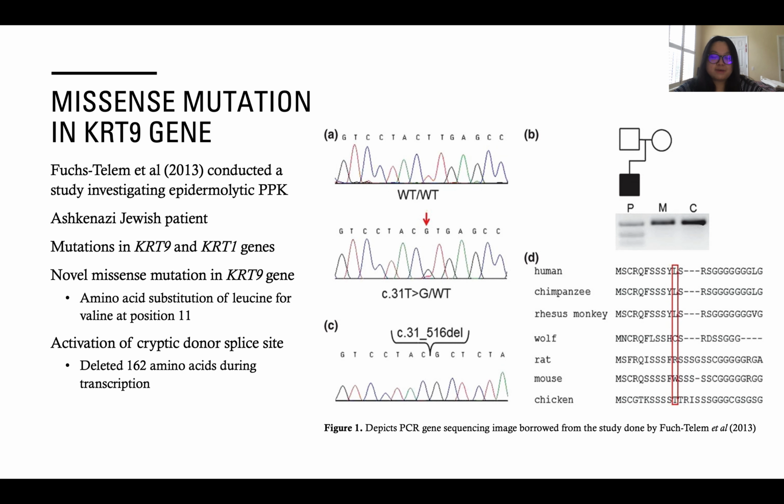In another study done by Fuchs Telem, the molecular basis of a Jewish patient was investigated for evidence of mutations in the keratin 9 and keratin 1 gene. So if you look at the figure on the right, you can see that there was a novel missense mutation at the keratin 9 gene causing the diffuse type PPK disorder, and that amino acid valine was substituted for leucine at position 11, caused by a cryptic splice activation in the keratin 9 gene, which also deleted lines of amino acids coding for important functions during the transcription of the genes.